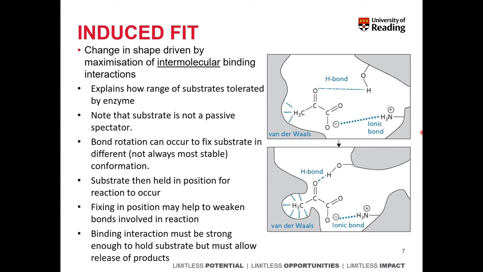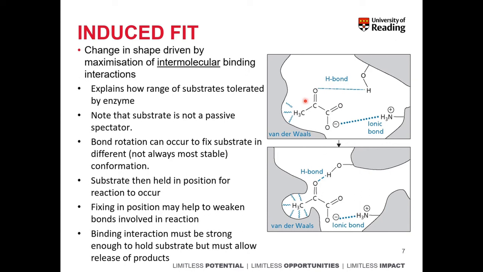Now what we can have is bond rotation that can occur to fix the substrate in different conformations. So for example, this substrate molecule could freely rotate around this carbon-carbon bond here. And if the correct binding interactions here and here were not in those places, this molecule could freely rotate. And the same goes for any single bonds within the molecule. You can get rotations around those bonds, which could end up with the groups in different positions. Now, sometimes this will place the molecule in the best position, and other times it won't.